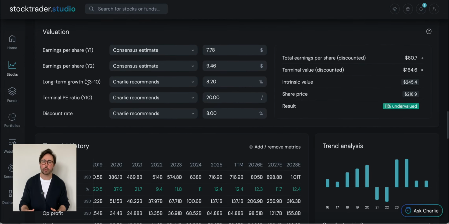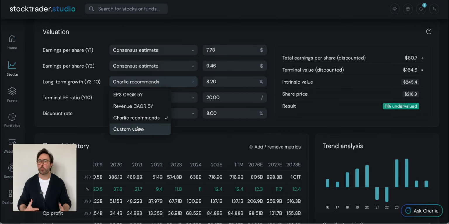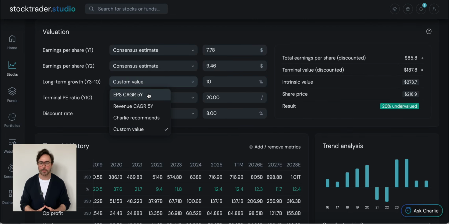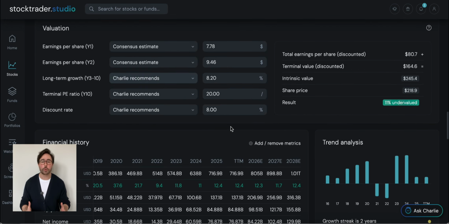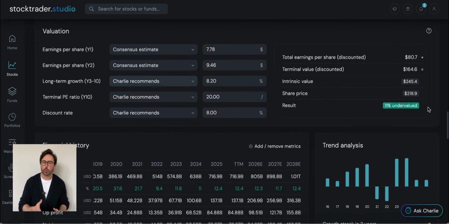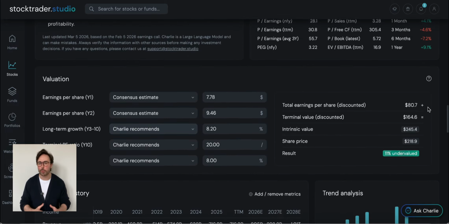Now, Charlie is designed to keep assumptions quite conservative here, so you can feel free to play around with the inputs based on your own assumptions and your own risk tolerance, but for now we're going to leave them as is. And based on these assumptions, you can see that the model suggests that Amazon is currently undervalued, and there you can see by how much. So what do you think? Do you think that the recent underperformance represents an opportunity to buy?